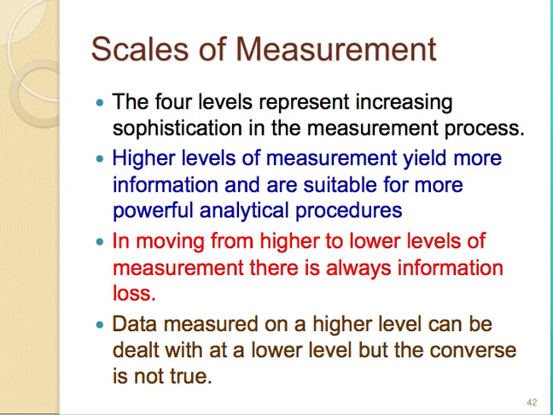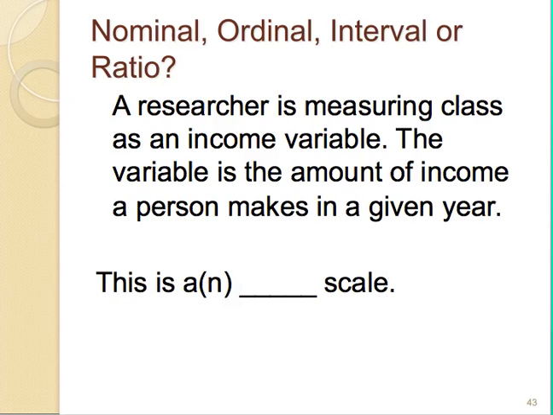All right, so the 4 levels represent increasing sophistication. The higher levels yield more information, etc. All right, now let's look at an example. We need to identify the scale of measurement or the level of measurement. A researcher is measuring class as an income variable. The variable is the amount of income a person makes in a given year. Okay, the amount of income a person makes in a given year.